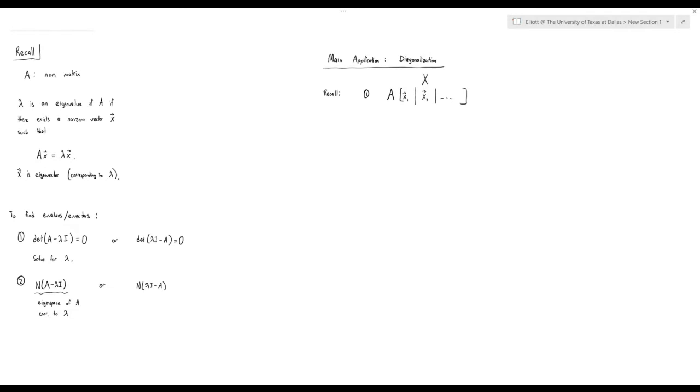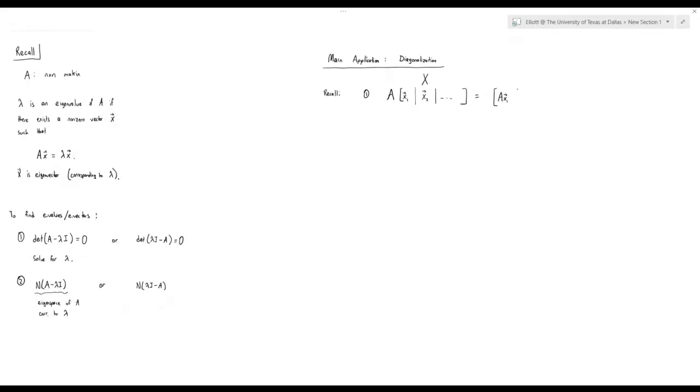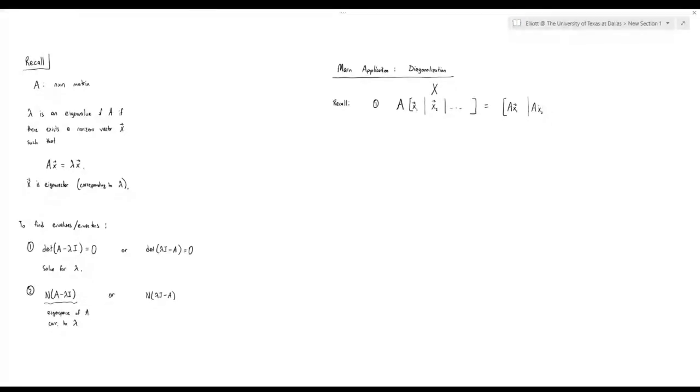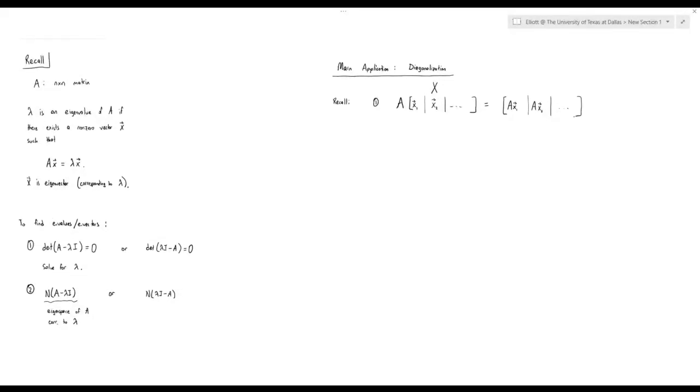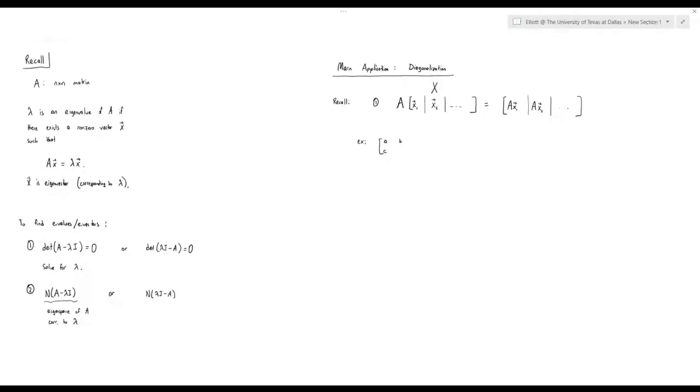When I multiply these two matrices together, the first column of the product happens to be A times X1, the first column of X. The second column of the product is A multiplying the second column of X, X2, and so on. I'll do a really small example with a 2x2, just so we can understand this.